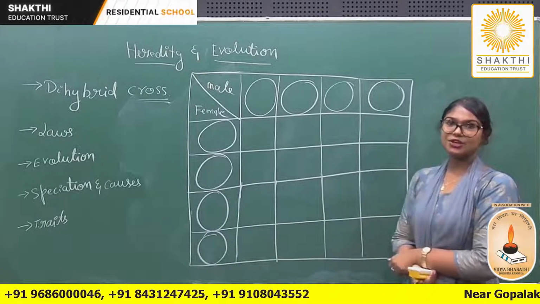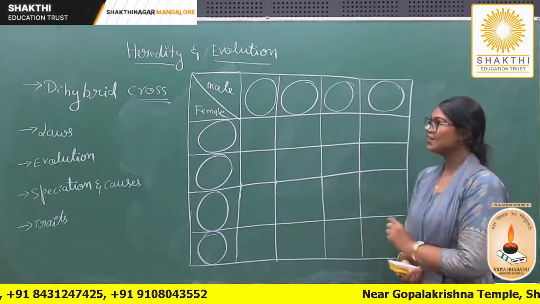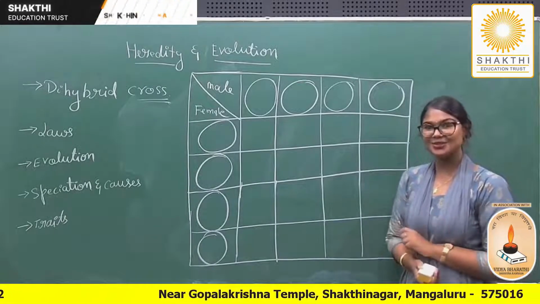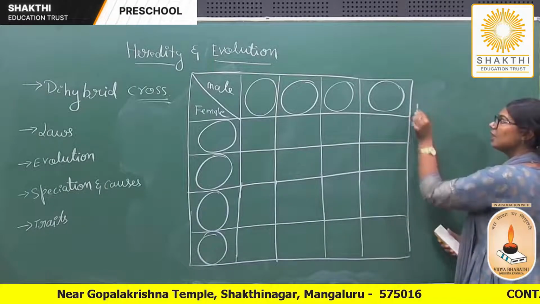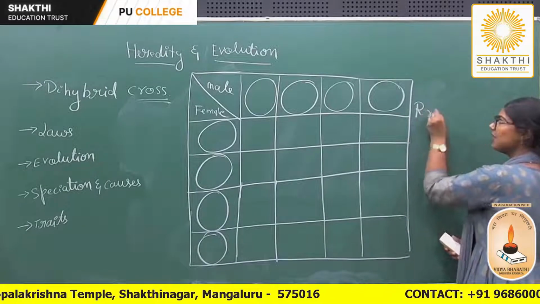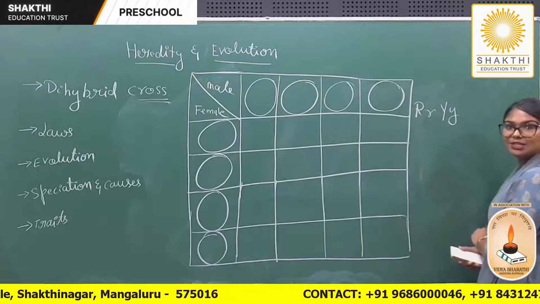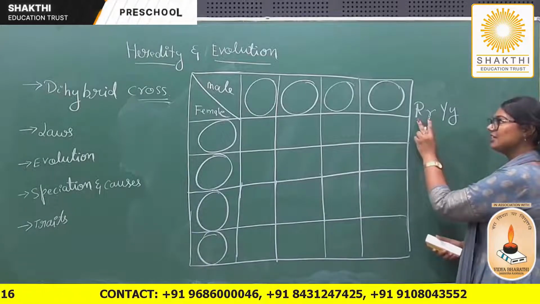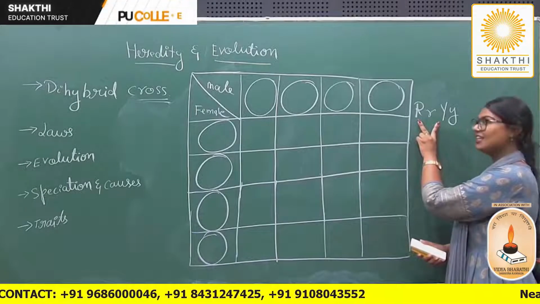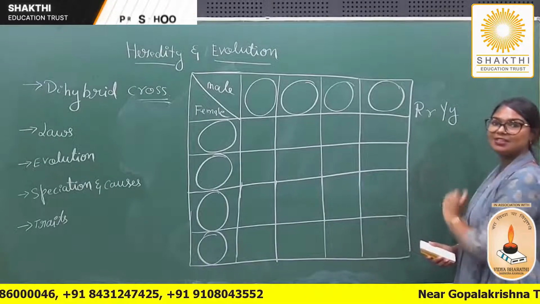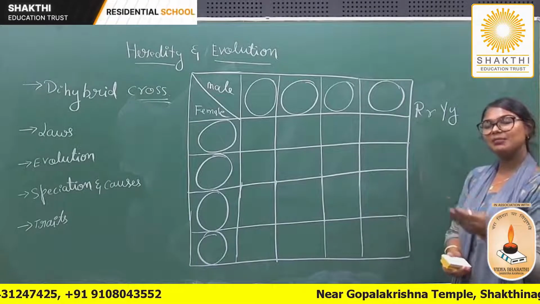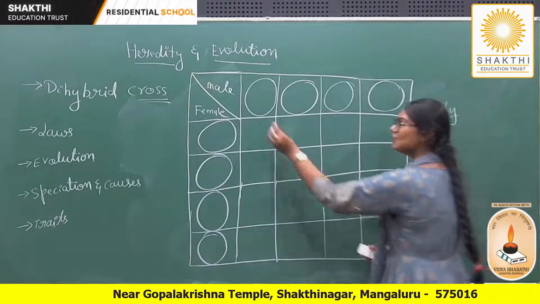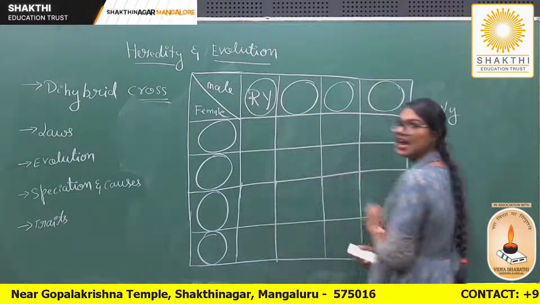Once you have finished drawing the gametes, what do you do next? Fill in the genes or the genotypes. How do we do this? Very easy, students. First, you know the parental genotype or the genes of the parents, correct? Capital R, capital Y, small y. Once you know this, the first box will have both capital. Second box, one will be capital, the other will be small. Third box, one will be small, the other capital, and the last, both of them will be small. Very easy. So, first box, both are capital, R and Y.